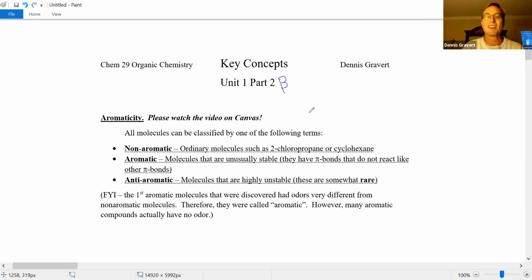So there's another video called Aromaticity, and that went over Unit 1, Part 2, the first half or so. And it began looking like this. So if you will, you probably should open this up and take notes, either type on the screen or whatever works for you so you can remember and understand this material.